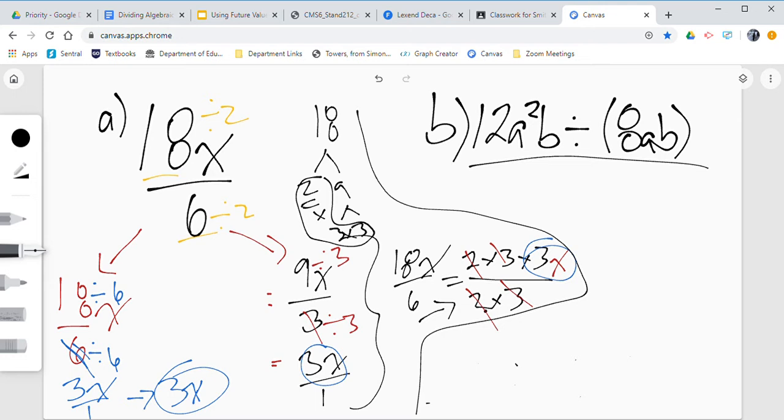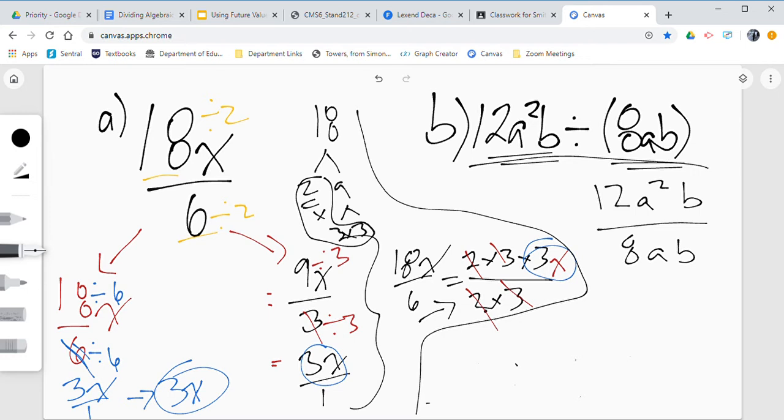So, what I would do is the first number is the numerator, the second number is the denominator. So I'm going to rewrite it as a fraction as my first step. So I'll write it as 12a squared b over 8ab. So I'm going to start out and look at this and say, all right, they're both even numbers.